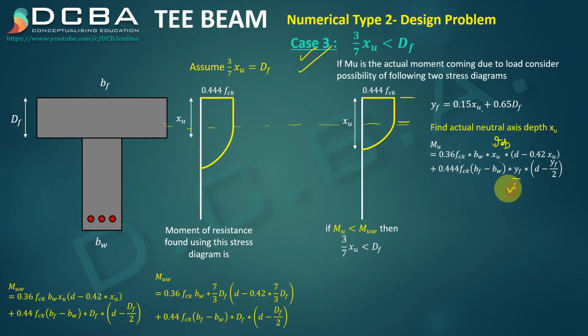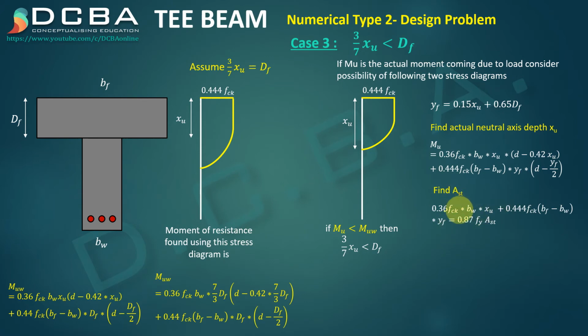Now here what you will have to do is substitute the equation of YF, that is 0.15 XU plus 0.65 DF, in place of YF. So essentially in this equation the only unknown that will remain would be XU, correct? And then after finding XU you can find AST.